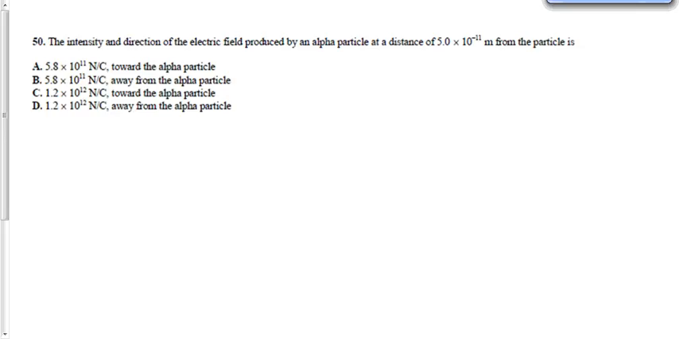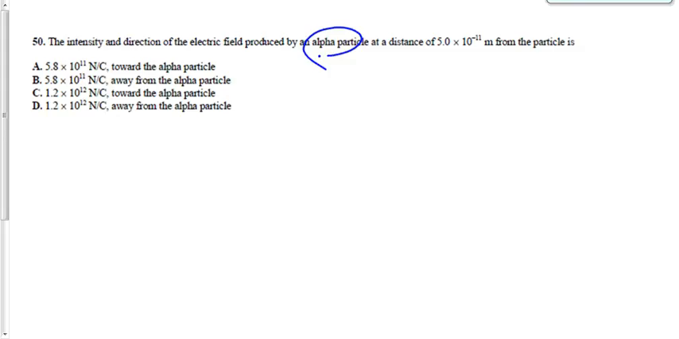Have a look here. The intensity and direction of the electric field produced by an alpha particle is what value? What's an alpha particle? We don't actually learn until midway through our last unit, sometime in December, what an alpha particle really is. But we don't really need to know that right now. We just need to be able to find out data for an alpha particle, and we can get that from our data sheet.